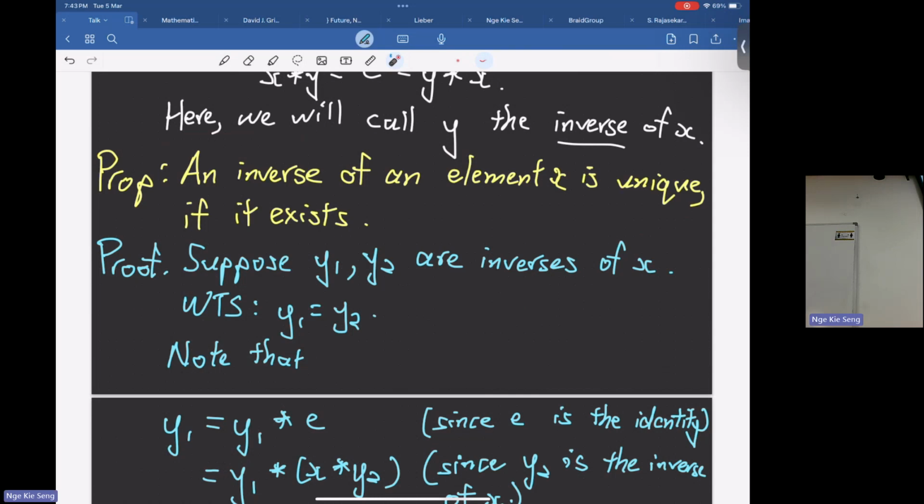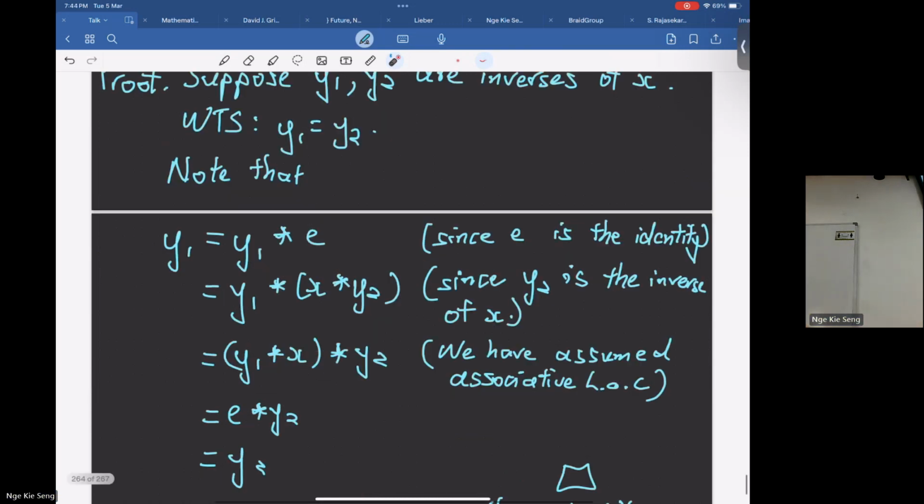Is it true for other cases or not? To what extent is this statement true? Right. Maybe it's true for different examples, but what's the extent to which it is true? So, as long as you have a set with associative law of composition, okay, then the inverse of an element is unique. Okay, right.